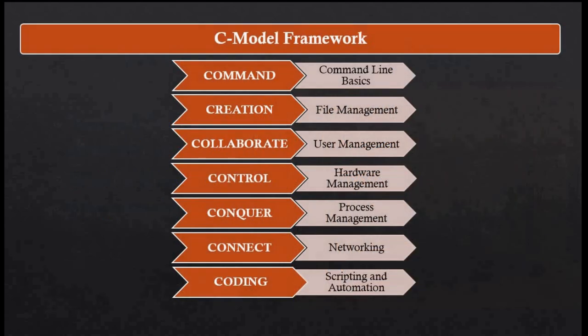On the screen, you can see the 7 modules and their corresponding acronym. Command is the acronym for Command Line Basics. Creation for File System Management. Collaborate is the acronym for User Management. Control for Hardware Management. Conquer for Process Management. Connect for Networking. And Coding for Scripting and Automation.